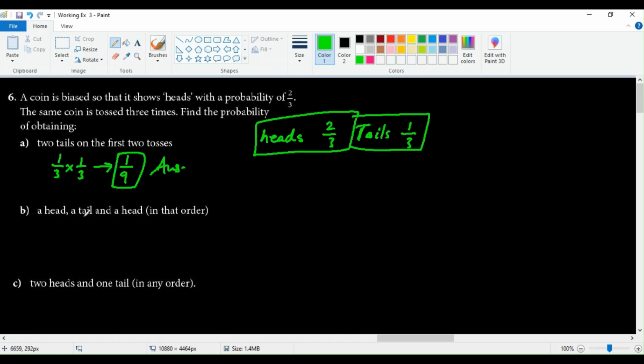When it comes to part B, a head, a tail, and a head. That means it's going to be 2 over 3, and then comes 1 over 3, and then again 2 over 3. So final is going to be 4 over 27. Since this cannot be further simplified, this is going to be the answer for this question.